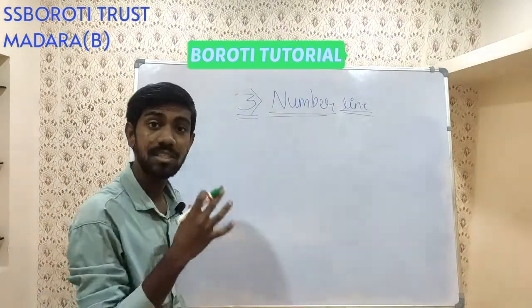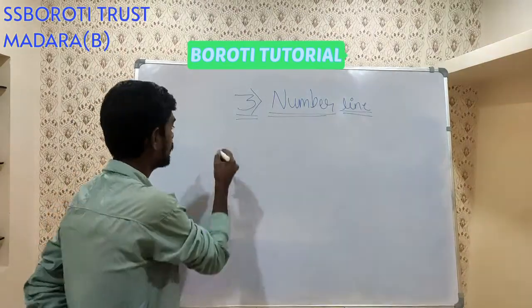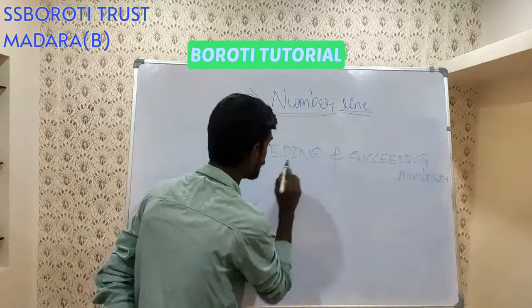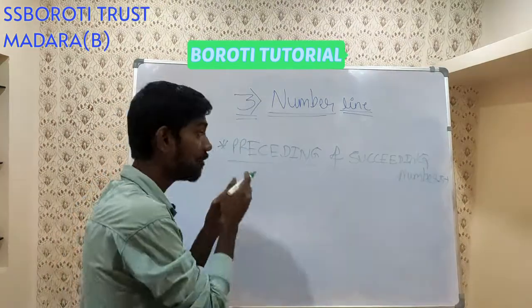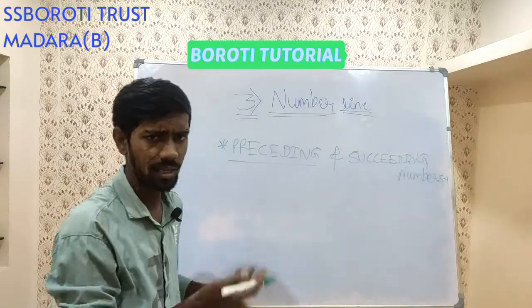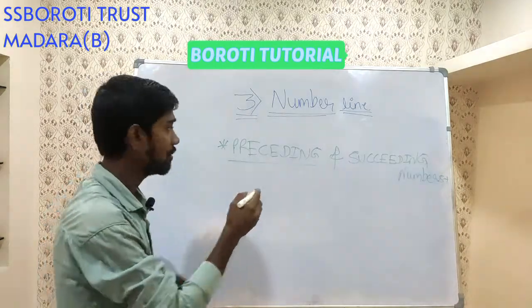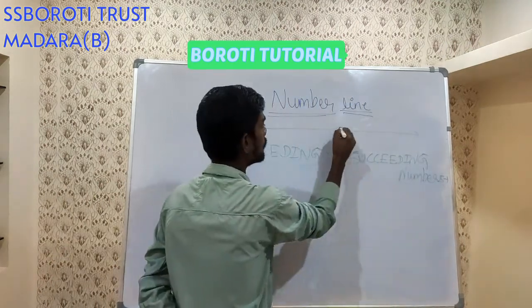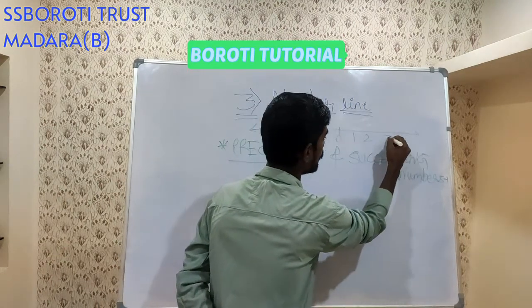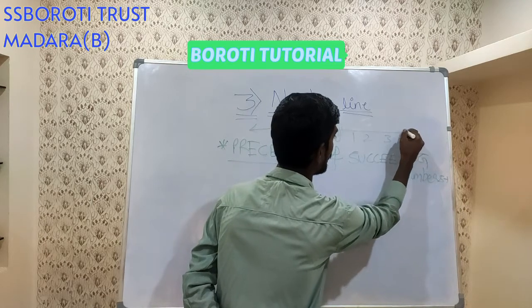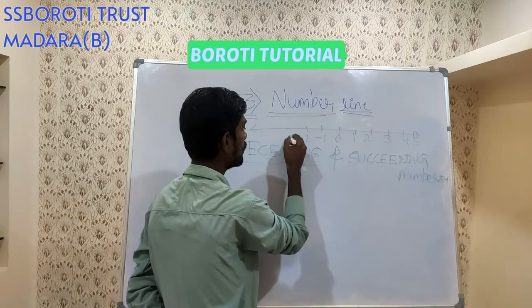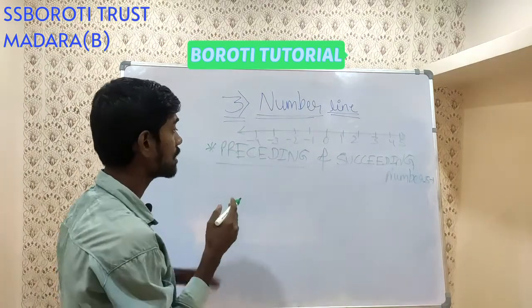Now we will write the preceding number and the succeeding number. The next point is, what is the meaning of the preceding number? It is the number which is left to the number. For example, let's take a number line to understand: 0, 1, 2, 3, 4, 5, and this goes on, but here minus 1, minus 2, and so on.